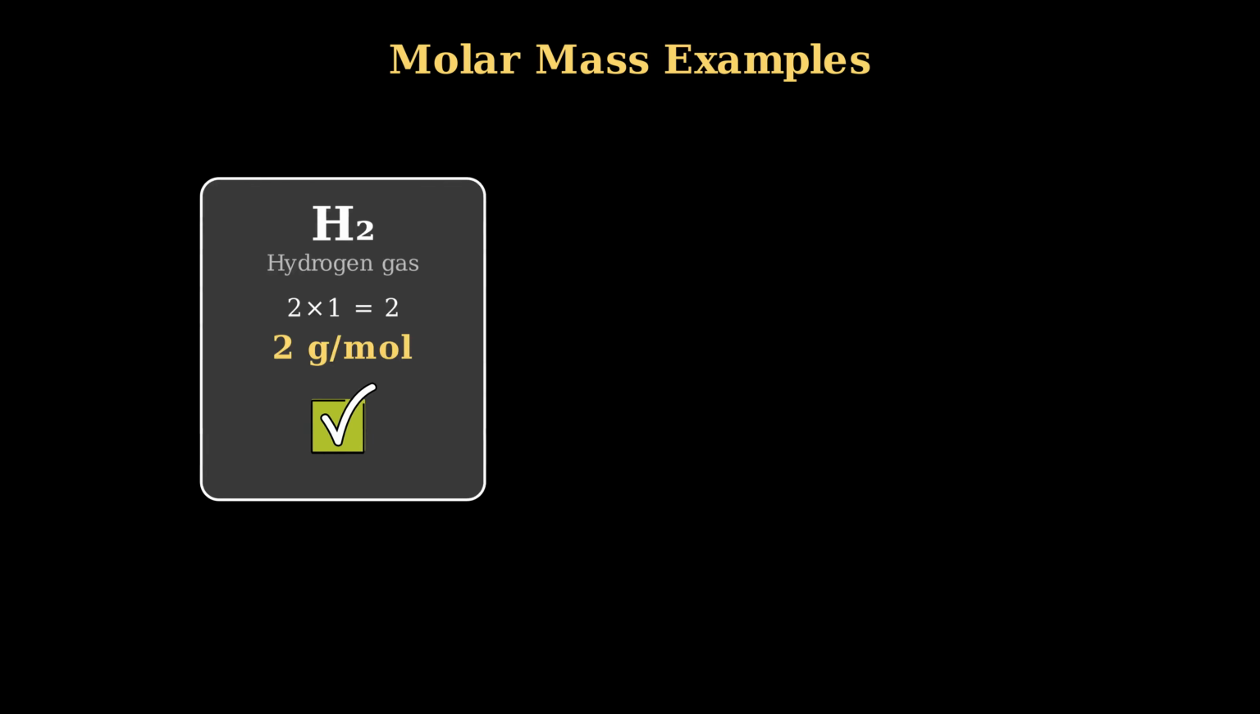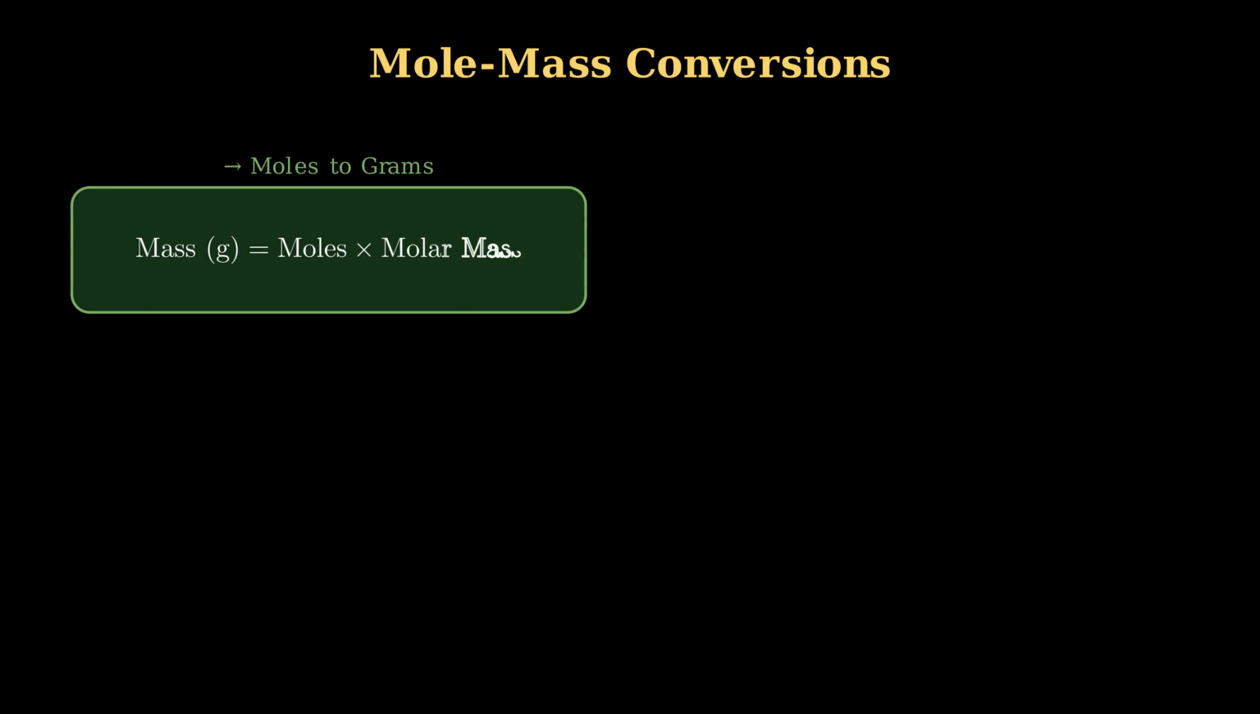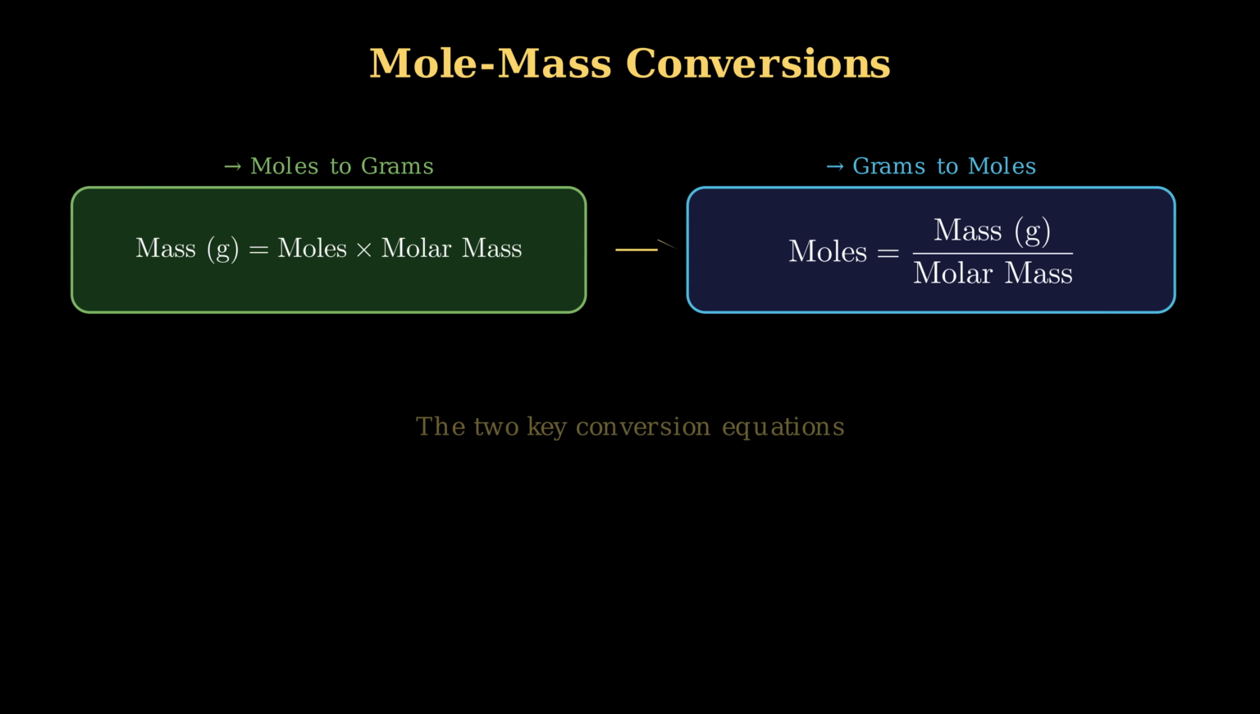So for hydrogen, molar mass is 2 grams per mole. Since H2 has molecular mass 2 AMU, for oxygen gas O2 it's 32 grams per mole, for water 18 grams per mole. Now let's use molar mass to convert. To find the mass of a given number of moles, multiply moles by molar mass. To find moles from a given mass, divide mass by molar mass.